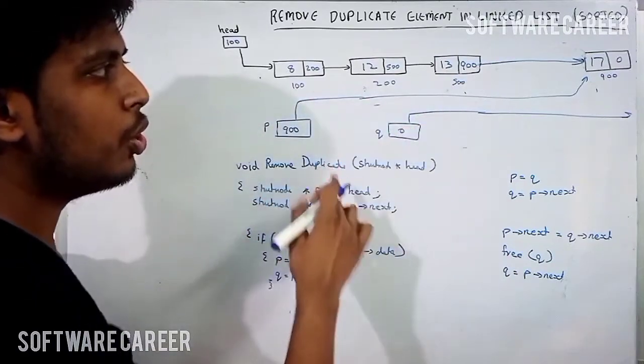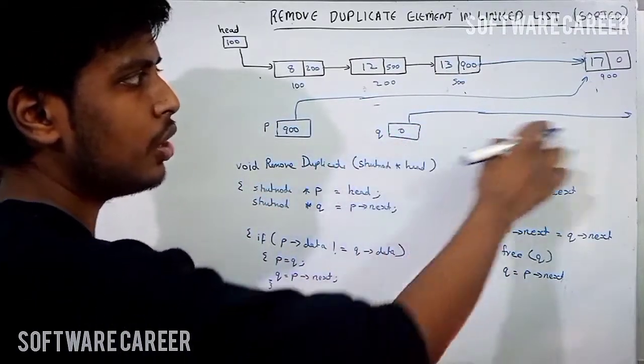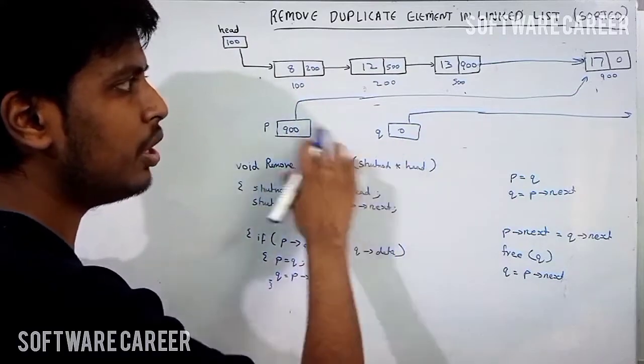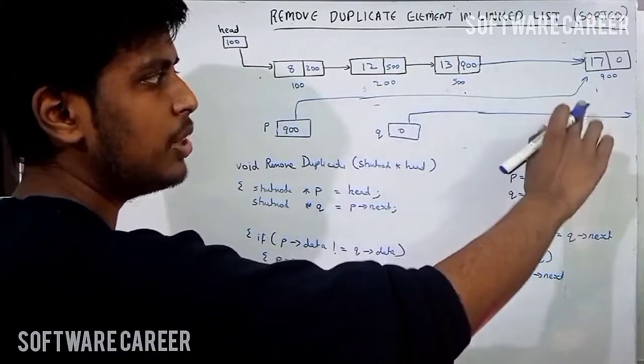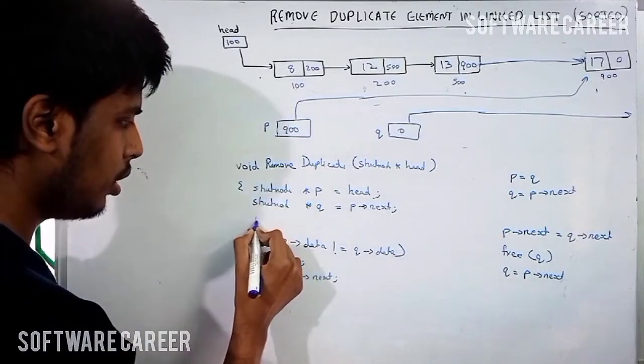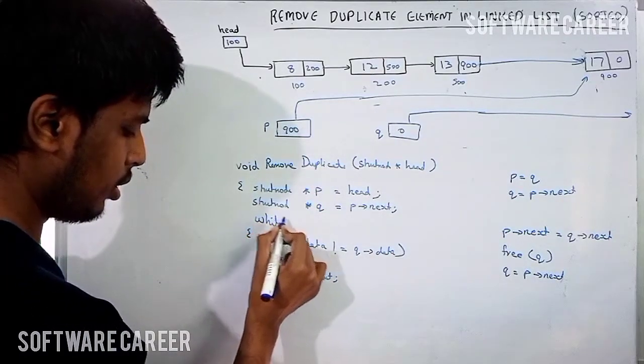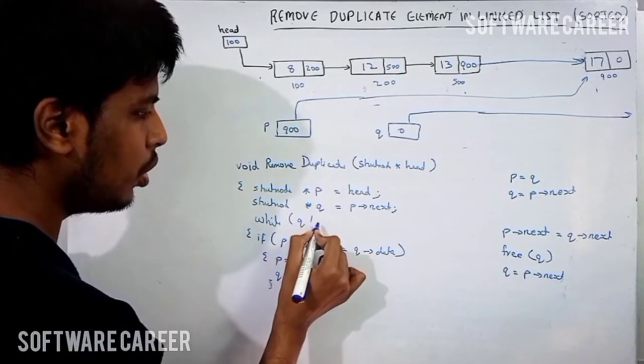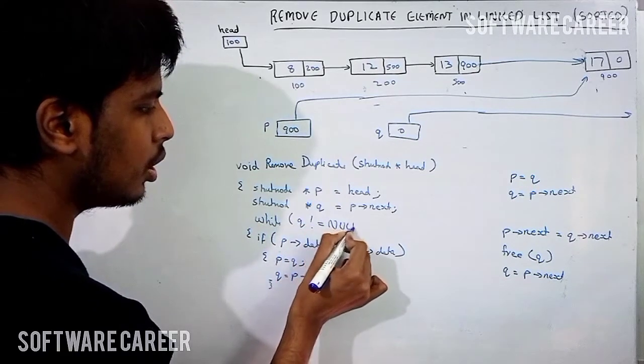Till how much should you go back? Till Q is not equals to 0. You should move the P and Q pointers through all the elements till Q is not equals to 0. So I am writing the condition. See here, while Q not equals to null.